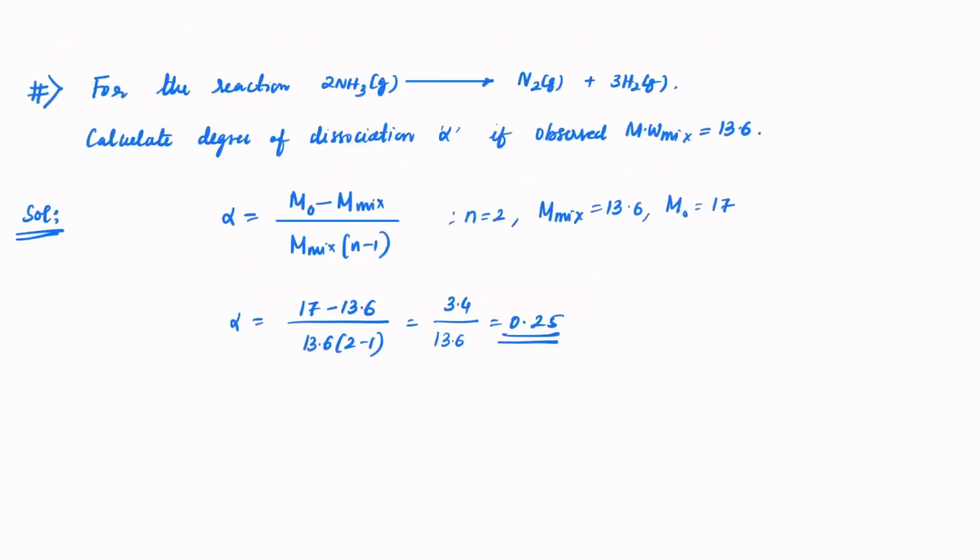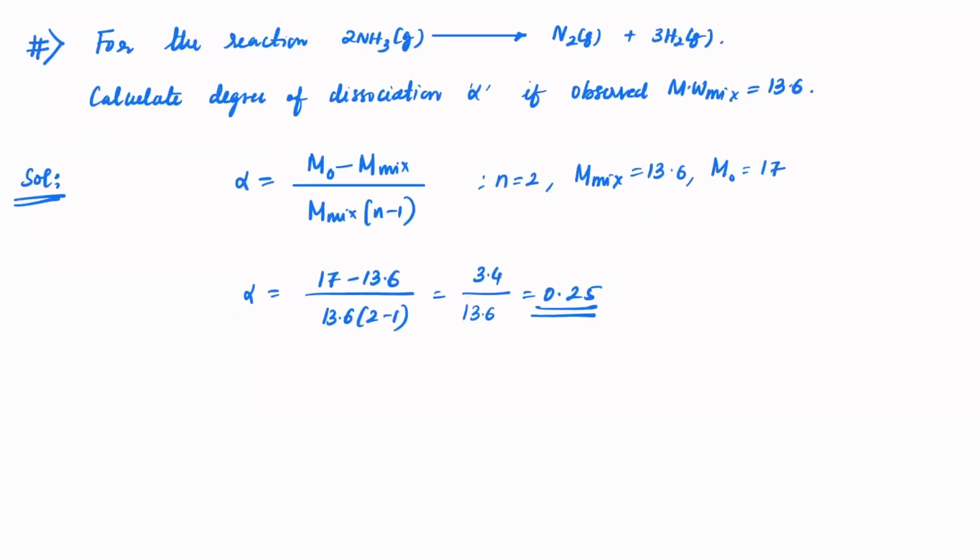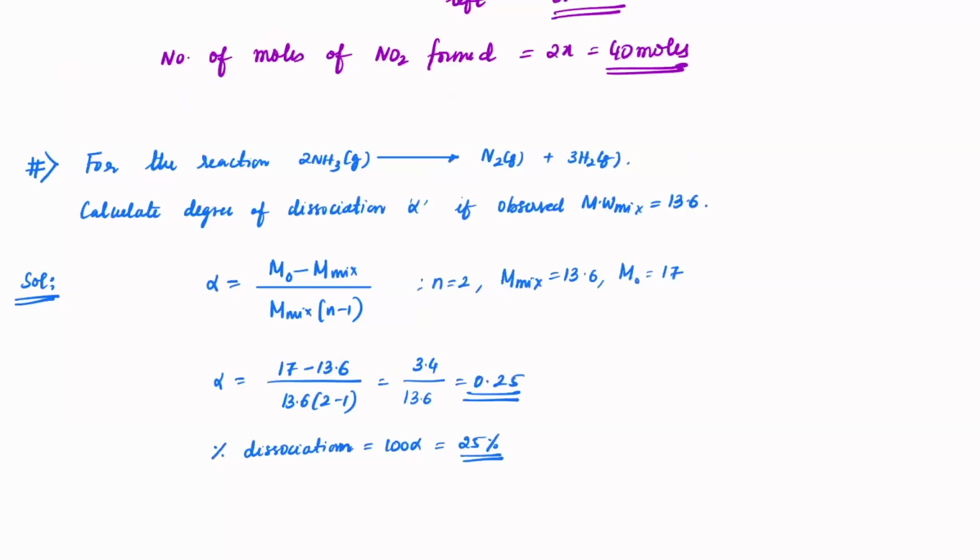That is the alpha, or the degree of dissociation, or the percentage dissociation, which is 25 percent. Okay, so I can put that word also, percentage dissociation. Percentage dissociation is simply alpha times 100, which is 25 percent. So I hope you guys understood the concept.